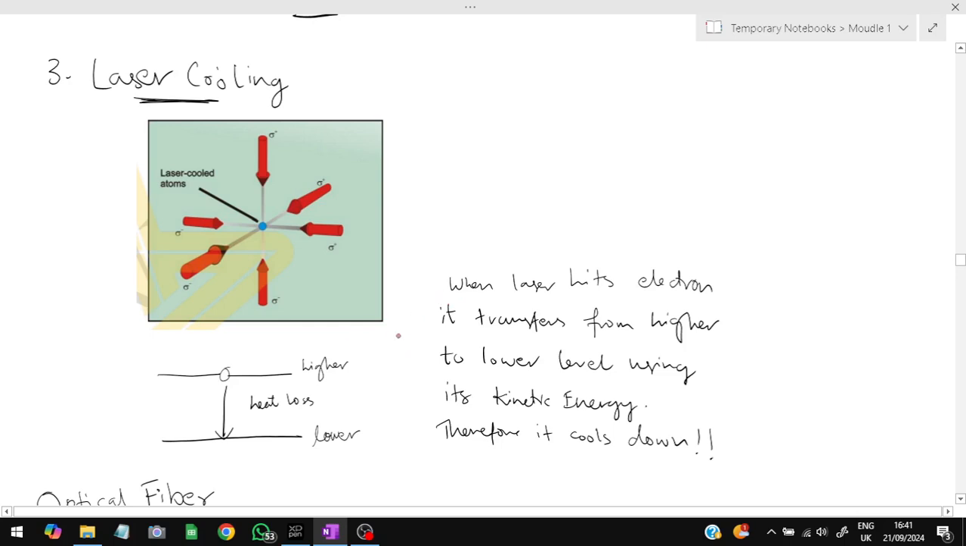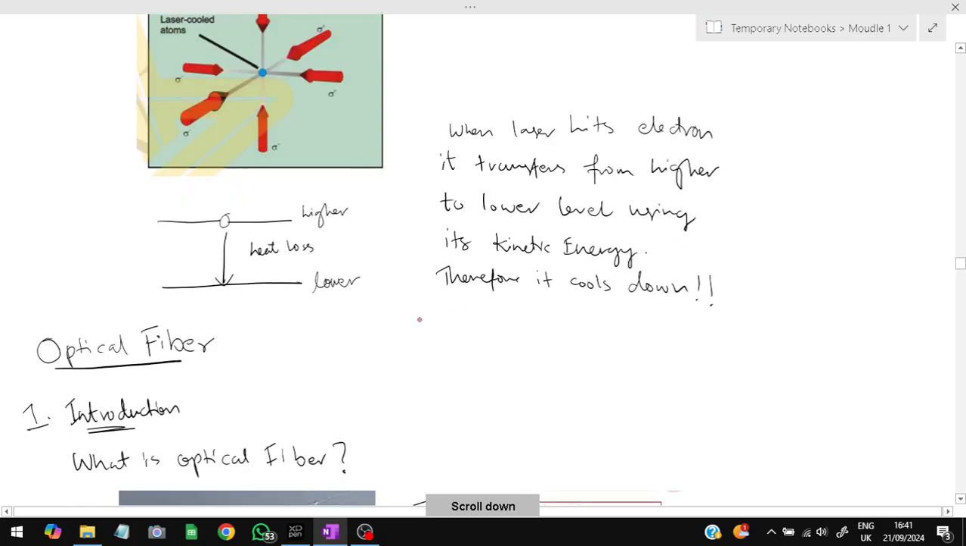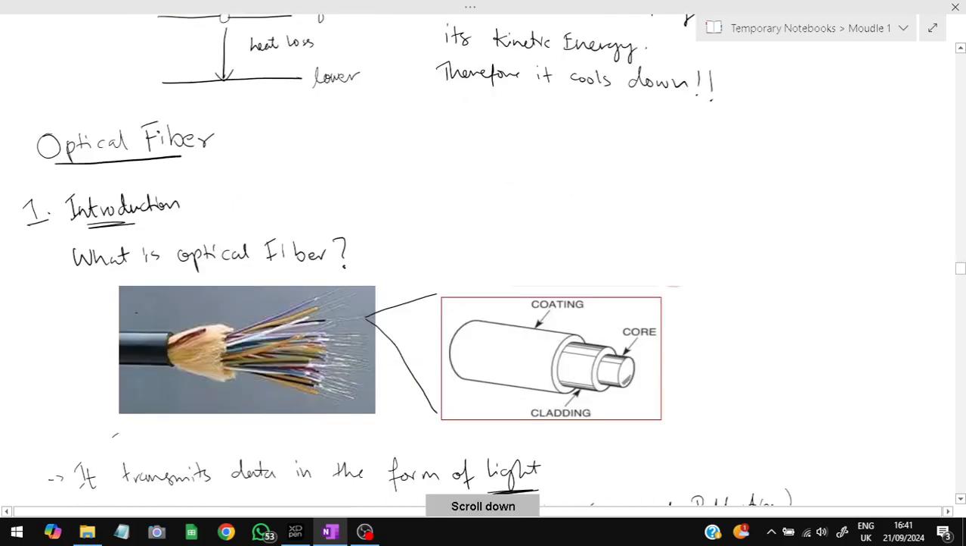Okay, so that was about the first half of the module, which is the laser. Similarly, we have another topic, which is the second half, optical fibers. In optical fibers we have four topics. What is optical fiber? We have a tube kind of wire like this. This is the optical fiber. What does it do? It will transfer the data. How does it transfer the data?